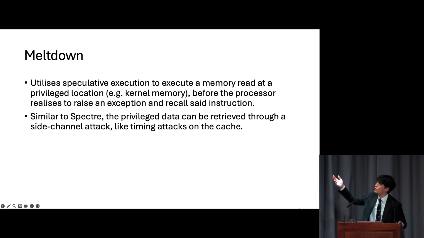So if we execute a memory read at a privileged location, at kernel memory, this should be an exception because you're not allowed to do that. But before the processor can realize to raise an exception and recall the instruction, out-of-order execution lets us, in a similar way to what we did with Spectre, use whatever data we read at this privileged location as an index into an array in the line afterwards, that might run before the exception is handled. And so through that and through a side channel attack, we can get some privileged data from kernel memory.